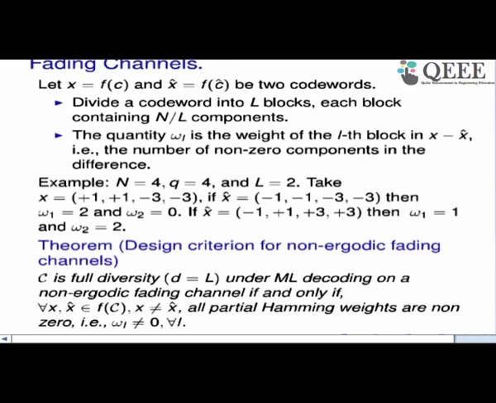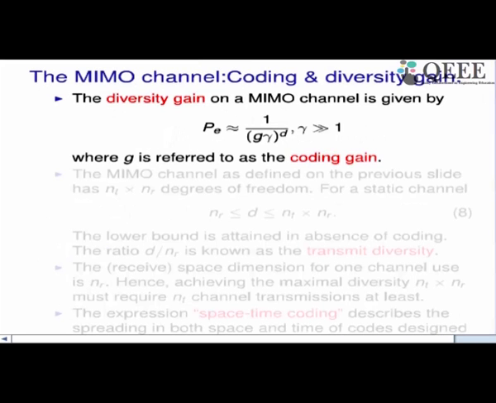So the code design criteria for a non-ergodic fading channel is that the difference of 2 symbols corresponding to 2 different code words are such that their partial weights are non-zero over all blocks. Then you get the maximum diversity that is possible on a non-ergodic channel, that is capital N. Till now we were discussing the SISO channel. Now we will go to the MIMO channel.